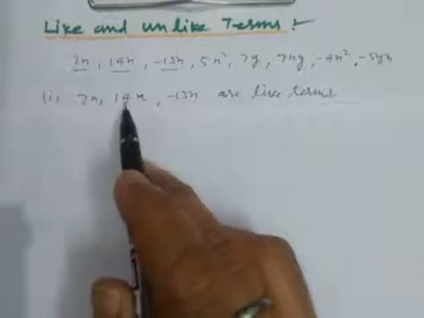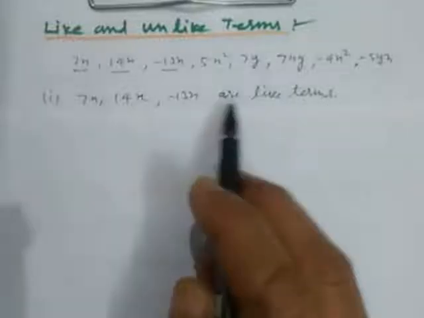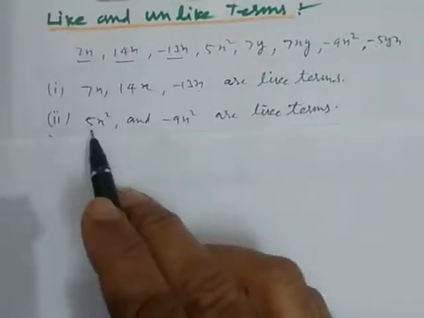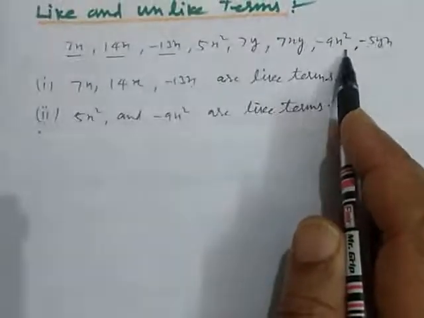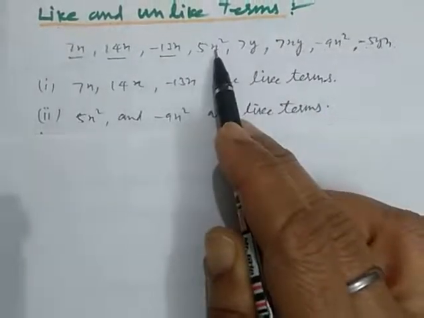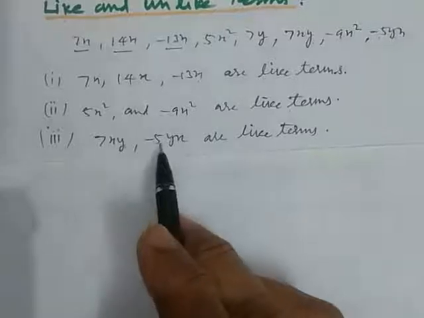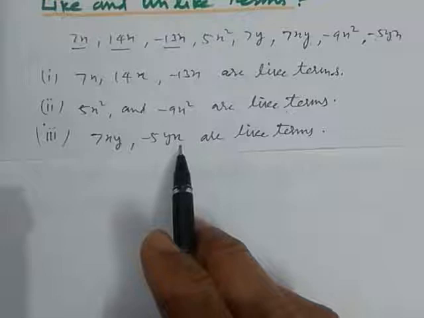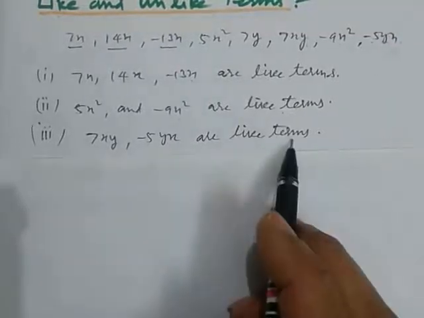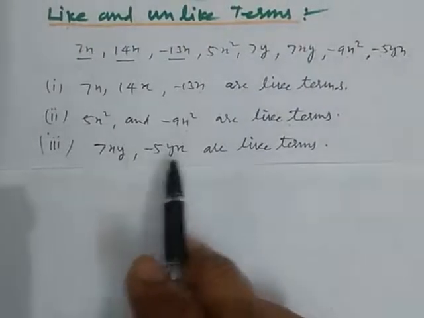So 7x, 14x, minus 13x are like terms. Although their numerical values are different and their signs are different, their variable part is the same, so they are like terms. Here 5x square and minus 9x square both have the variable part x square, so these are like terms also. Now 7xy and minus 5yx: yx and xy are the same, so these are also like terms. So this way we can decide like and unlike terms.